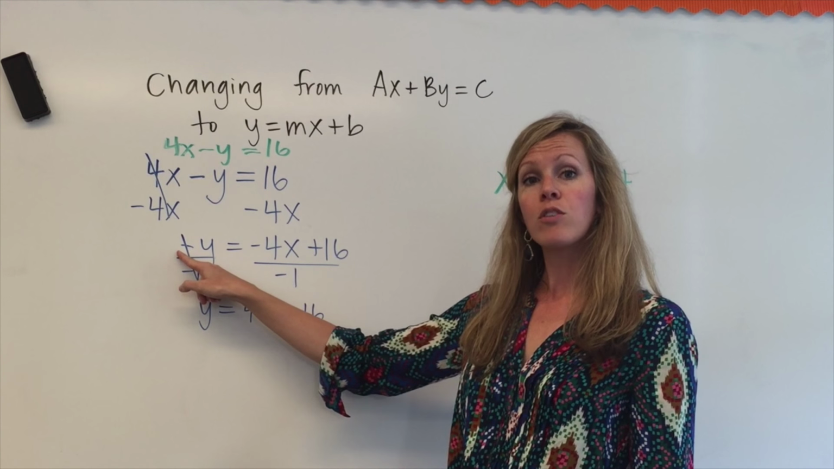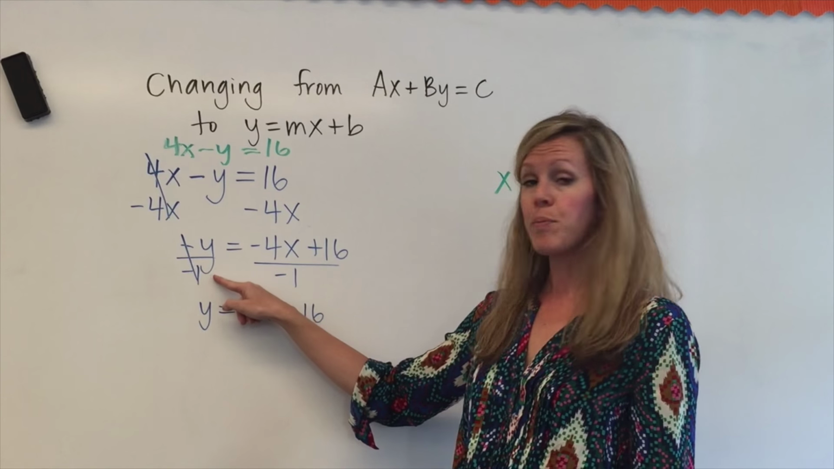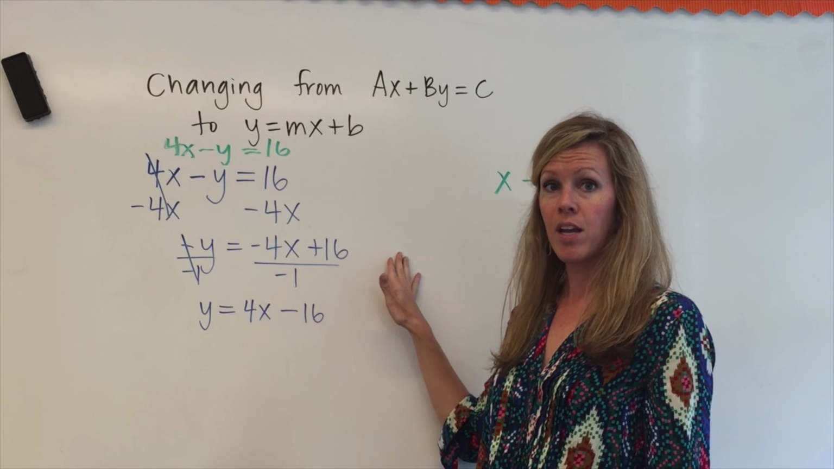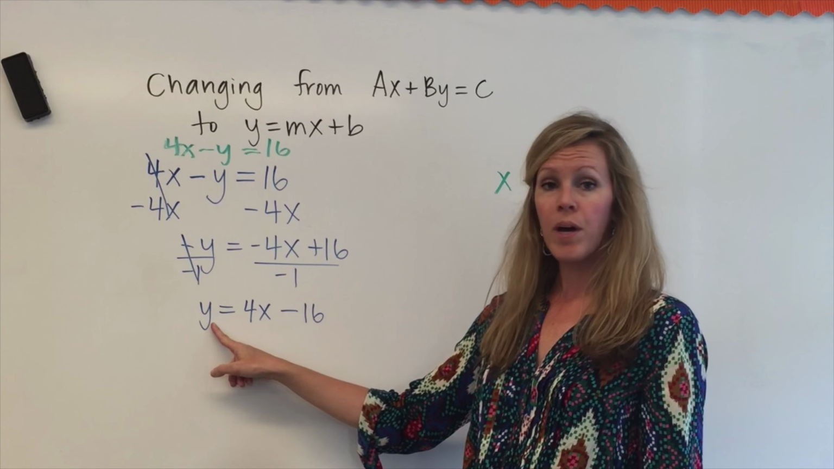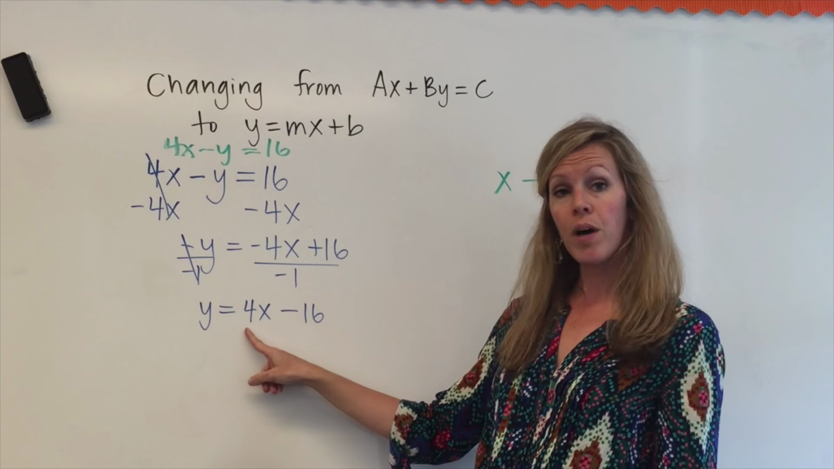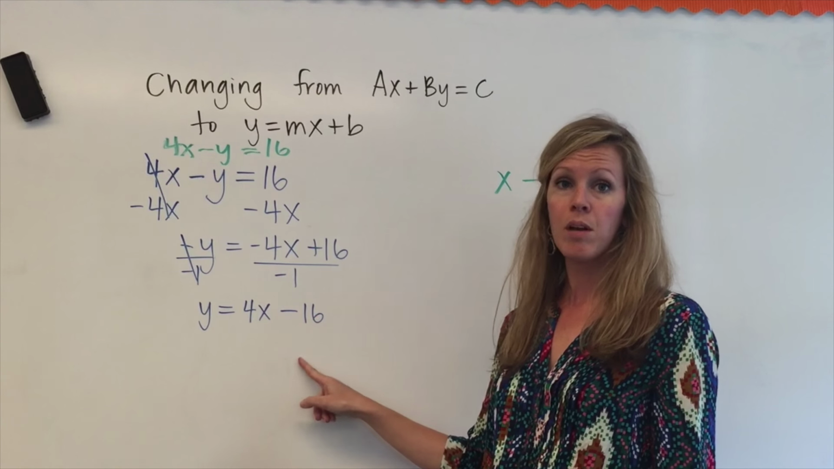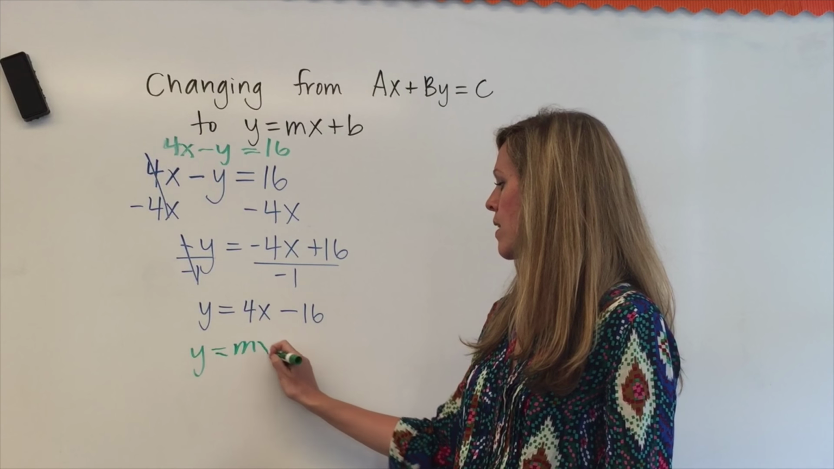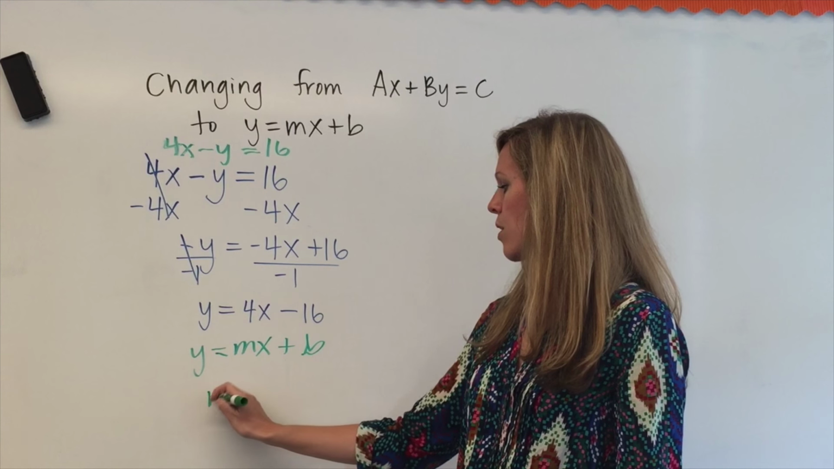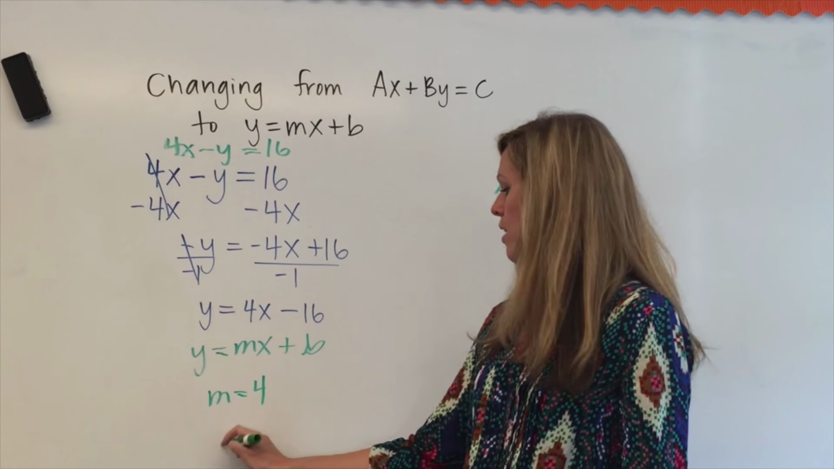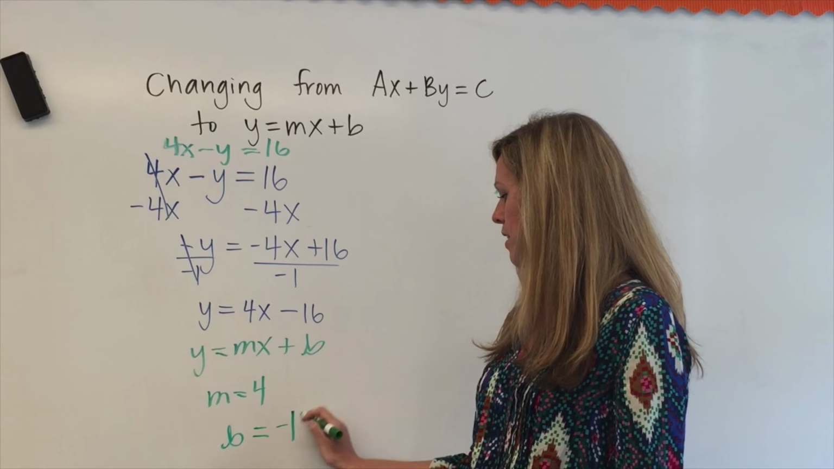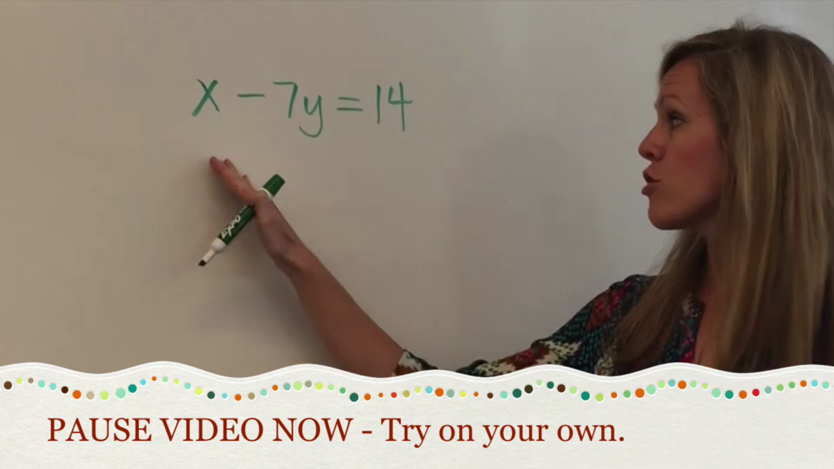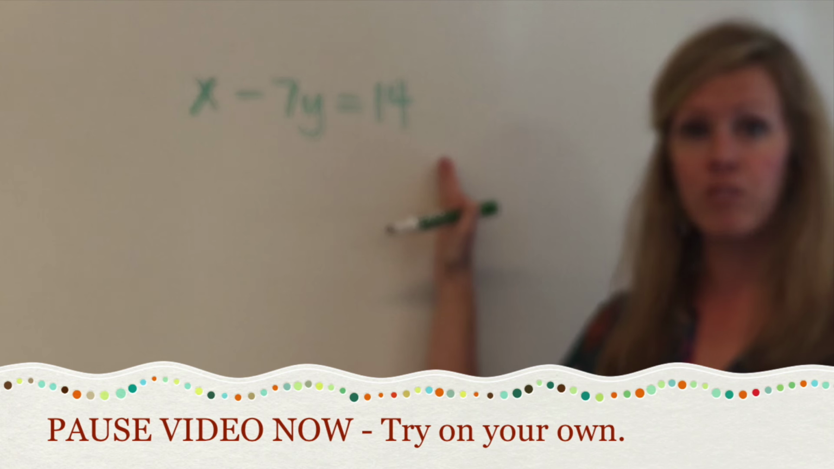To change the negative y into a positive y, we're going to divide by negative 1 on the left and divide by negative 1 on the right. We're dividing everything by negative 1. So the negative y becomes positive, the negative 4x becomes a positive 4x, but the positive 16 becomes a negative 16. And now it fits into y equals mx plus b, where our slope is 4 and our y-intercept is negative 16. Pause the video now and try this example on your own, changing from standard form into slope-intercept form.